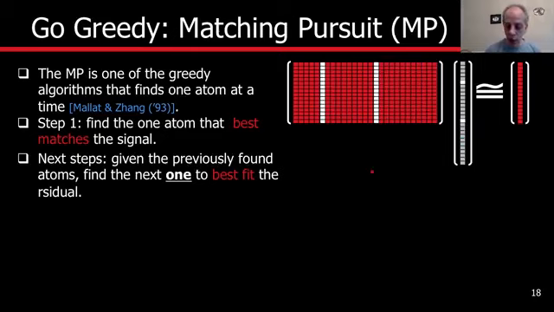Now please note, I kept the first one, and I'm now keeping the second one. Now I have a new error because I'm using two atoms. I'm going to pick the third one that basically approximates that error again. And every time, all you're doing is inner products to approximate those errors.